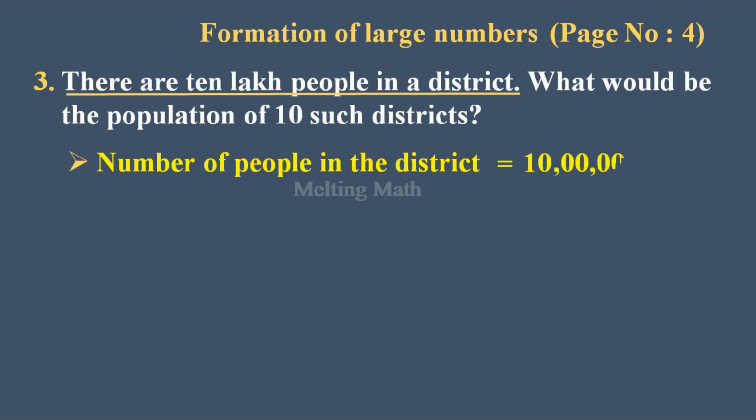So then write 5 digits of 0 with it. It is 10 lakh. Okay, so that is the meaning of the first sentence. Next, what would be the population of 10 such districts?